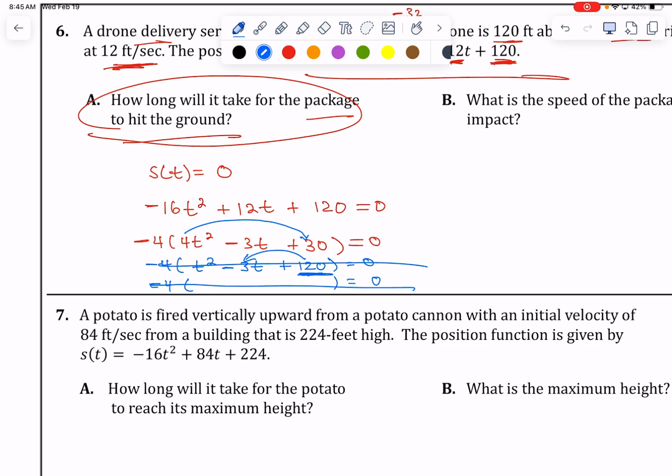Now, you can't do the quadratic formula with the slide and glide version. You have to do it with this. And I'd do it with the negative 4 factored out, though, because it'll be reduced a little bit. So t is equal to the opposite of b, which would be 3.